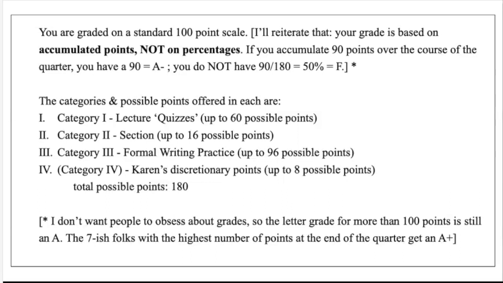I don't want people to obsess about grades. That's the whole point of this. So the letter grade for more than 100 points is still a flat A. The seven-ish folks with the highest number of points at the end of the quarter get an A plus. And that's basically a sign that you're really into the course material. This is something that interests you, and people looking at your transcript know that this was a topic that you put a lot of yourself into.